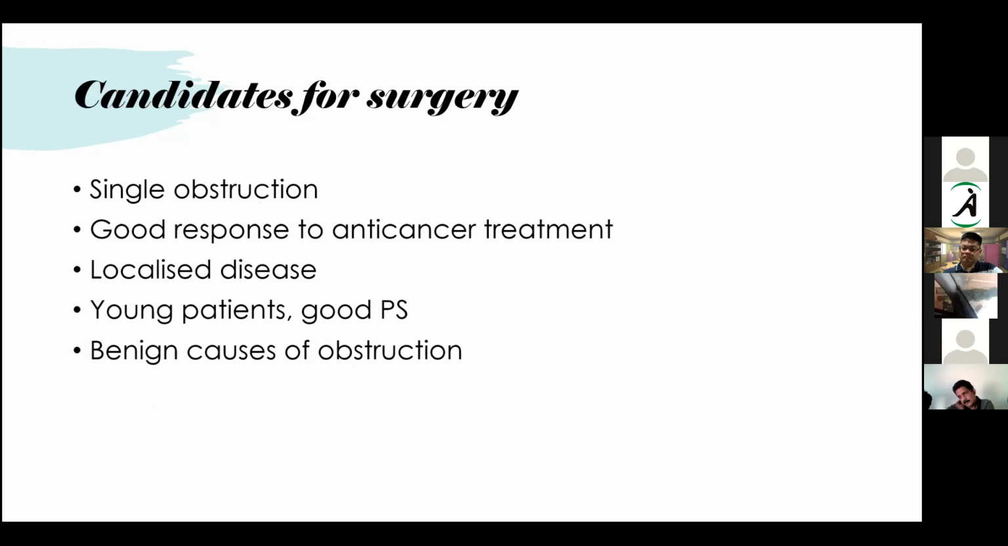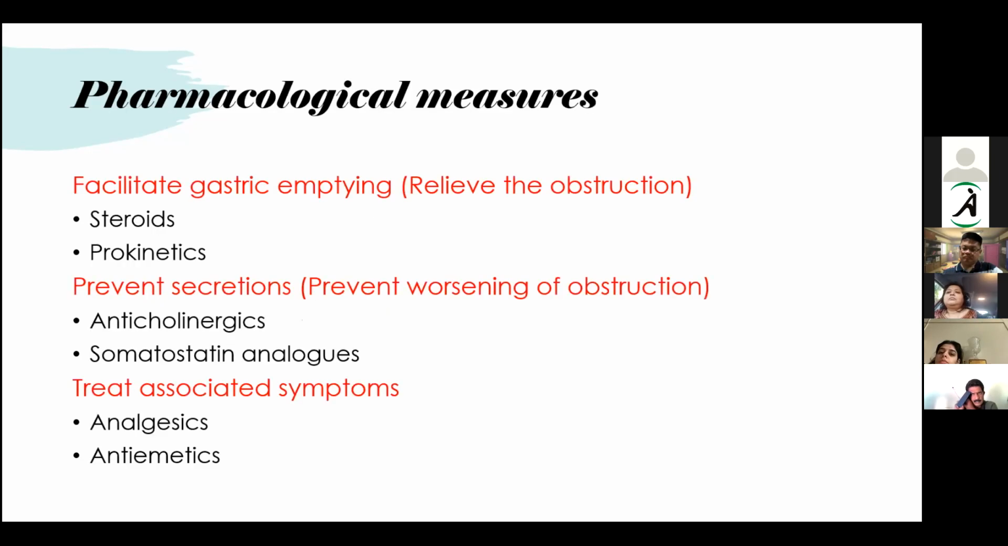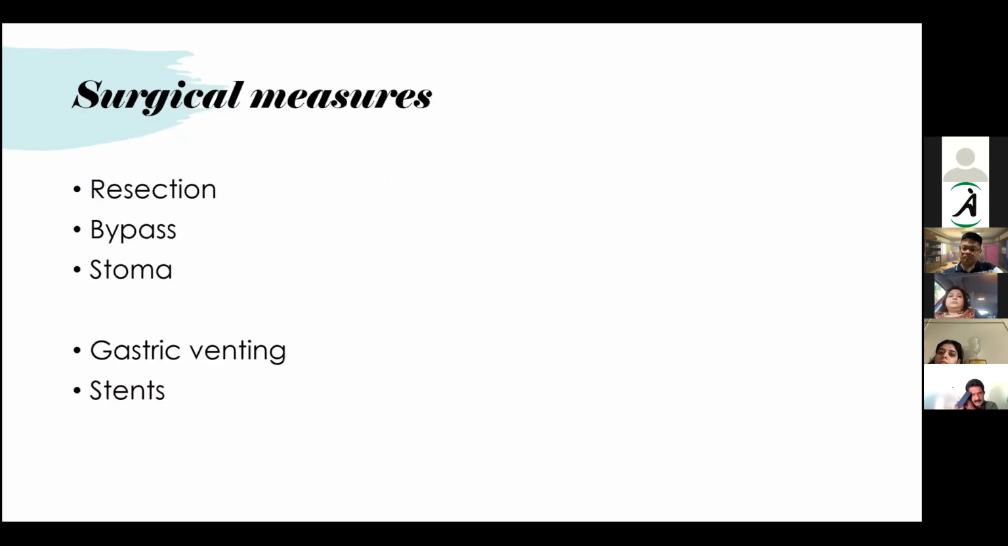Young patients with good performance status, and again, benign causes of obstruction. As I mentioned earlier, all obstructions in cancer need not be due to cancer. For example, if a patient has undergone a radical cancer surgery, and even if the patient is completely cured, he or she can develop obstruction as a result of adhesions which can occur after surgery. So for a benign cause of obstruction, surgery is definitely an option. So these are the correctable things.